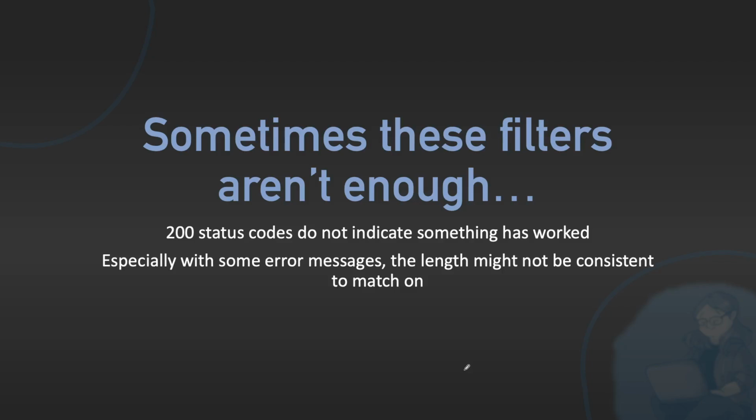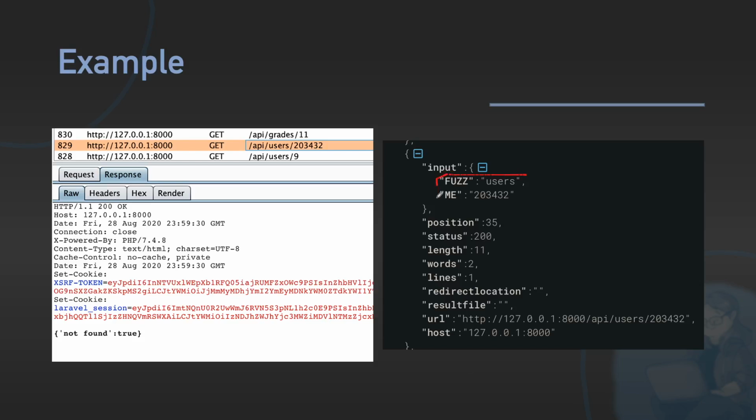But sometimes these filters aren't enough. 200 status codes do not indicate that something has worked, especially with some error messages. The length might not be consistent to match on. So here's an example. We can see that users 203,432 has worked, but actually when we look at it in Burp, we can see we're getting a kind of not found error here. So it's worked, we know the status, we can see it's got a length, we know it's got words, it's got lines. According to our other matches, this would work and be successful. But actually when we look at it, it hasn't.